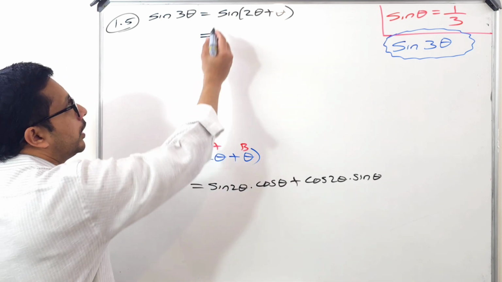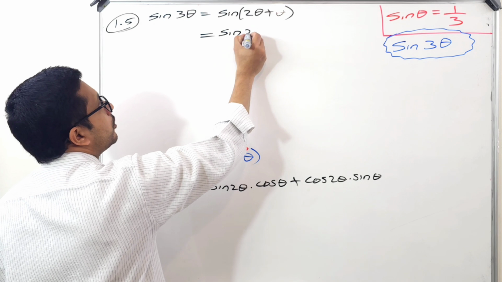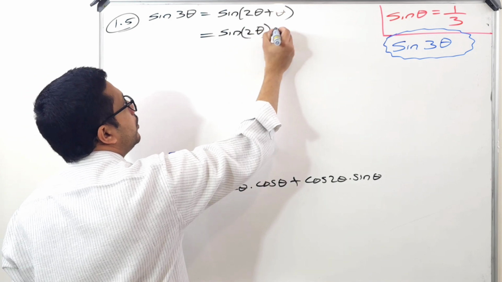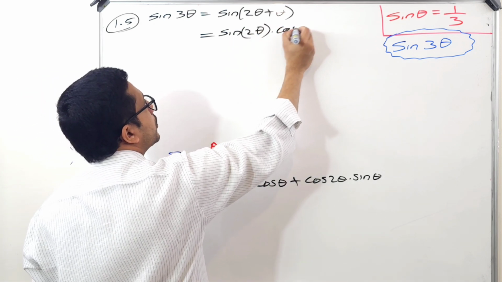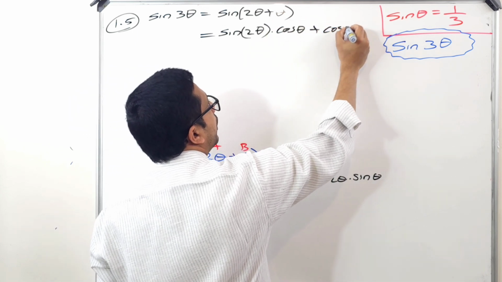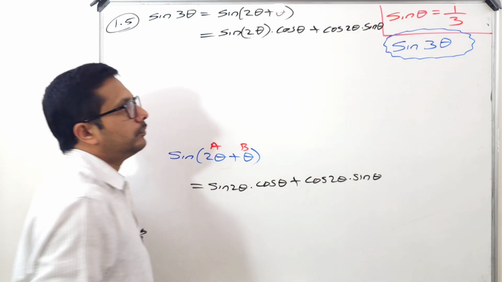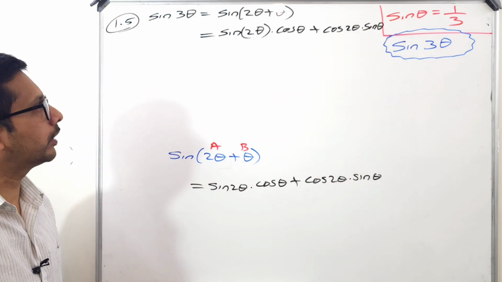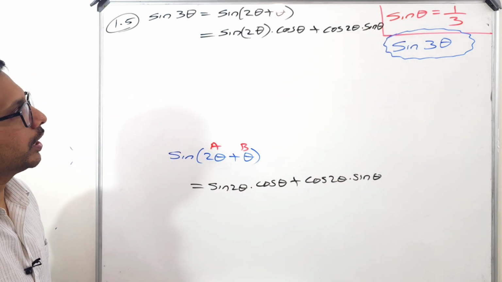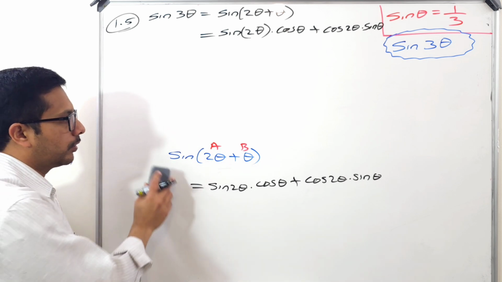Similarly here I am going to write that one, that is the same as sine 2 theta into cos theta plus cos 2 theta into sine theta. I applied the compound angle formula there: sine A cos B plus cos A sine B, that formula.